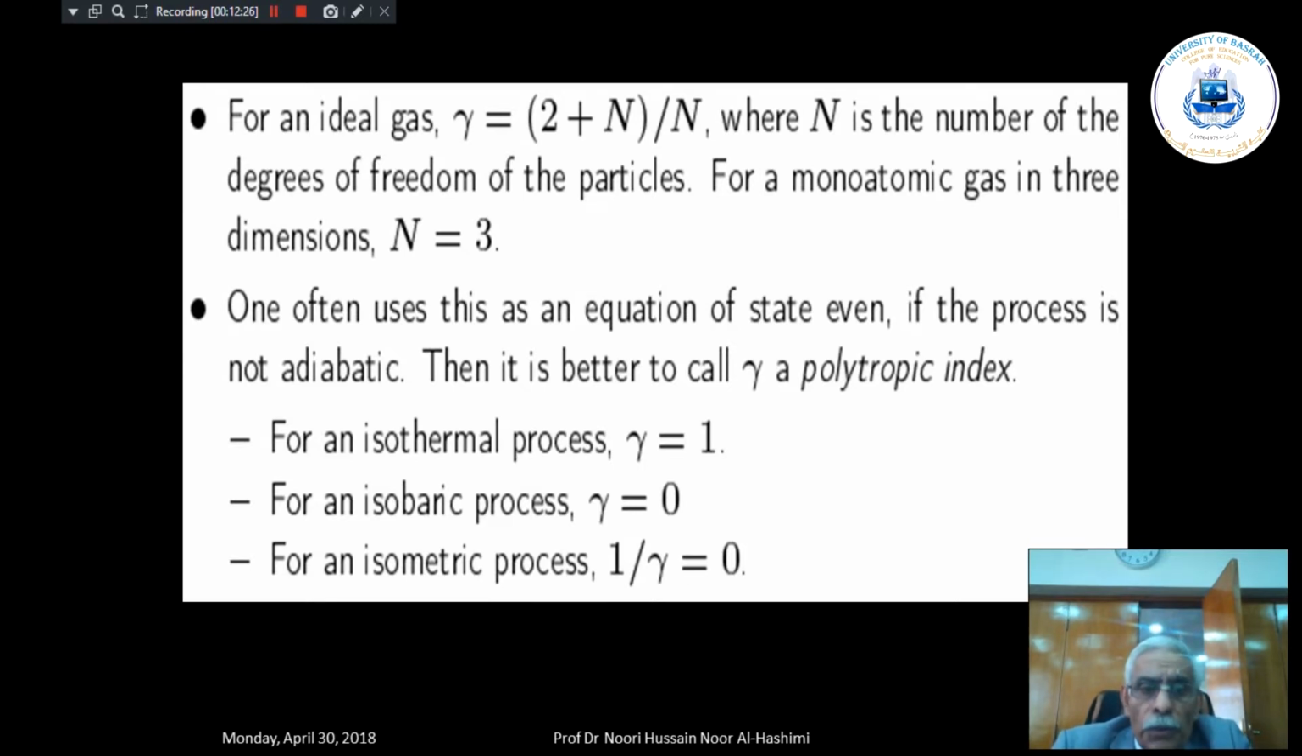One often uses this as an equation of state even if the process is not adiabatic. Then it is better to call gamma a barotropic index. For an isothermal process, gamma equals 1. For an isobaric process, gamma equals 0. For an isometric process, 1 over gamma equals 0. That means gamma equals infinity.